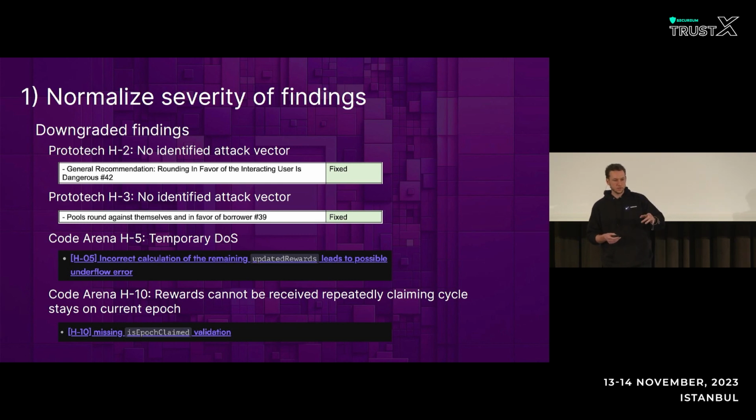And then there were 2 other findings that were kind of thrown out. One was a temporary denial of service, and the other one basically didn't seem like it actually, it may be more of a medium severity thing because you can't actually repeatedly go through the claiming cycle on different epochs.